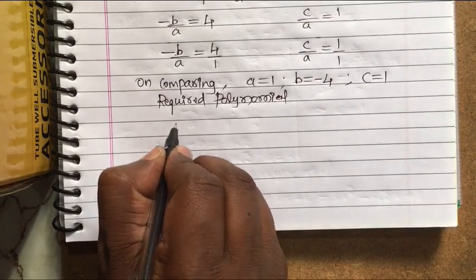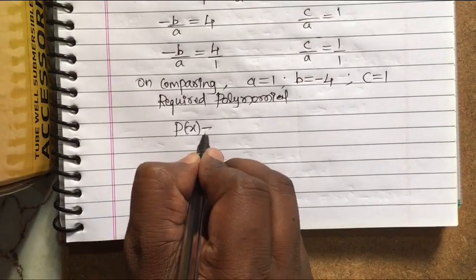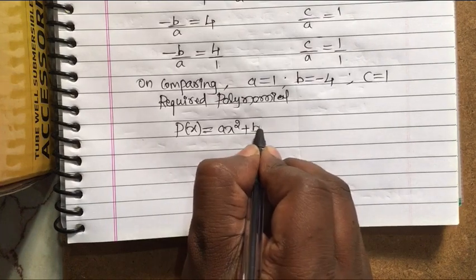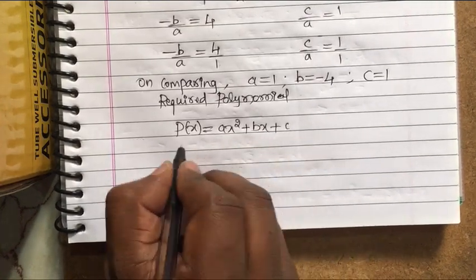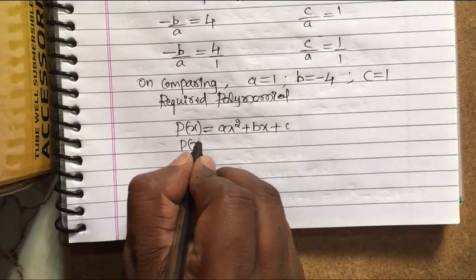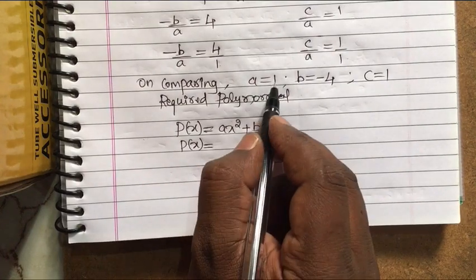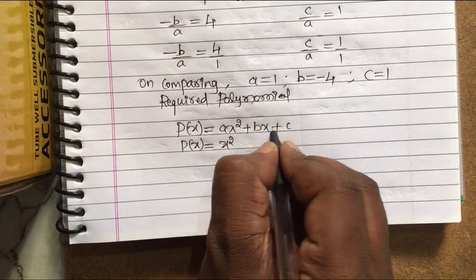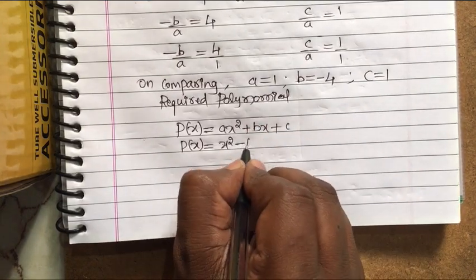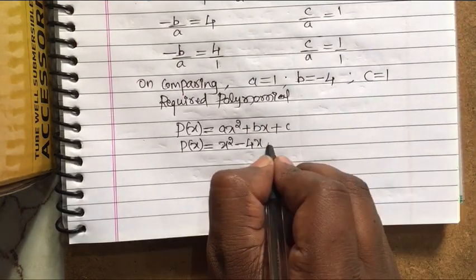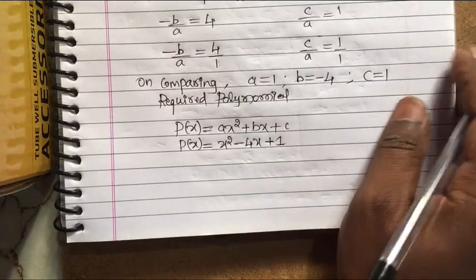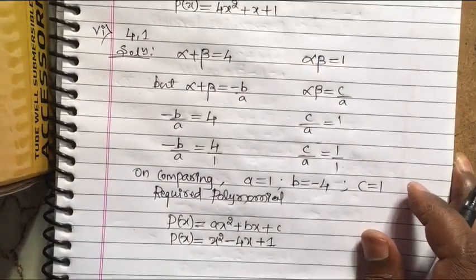p of x is equal to ax square plus bx plus c. So p of x is equal to ax square. What is a here? It is 1. 1 into x square will be x square. Then bx, minus 4 into x will be minus 4x plus c, that is plus 1. So this is the required answer for the 6th sub question.